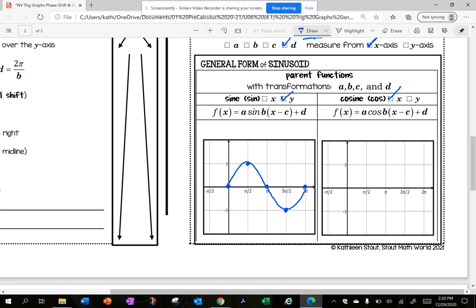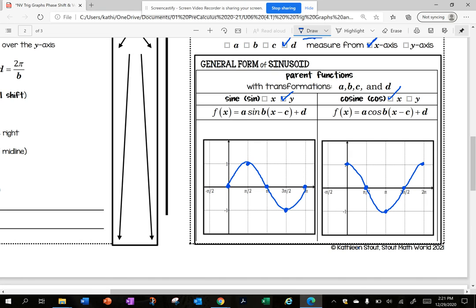Cosine, I am graphing the x-coordinate. So the x-coordinate at 0 radians starts at the maximum of 1. Pi over 2, I go to the wave axis. At pi, I go to the minimum of -1. At 3 pi over 2, I go back to the wave axis. And at 2 pi, I go back to the maximum. So I like to remember sine is like the shape of an S, and cosine is like the shape of a C.